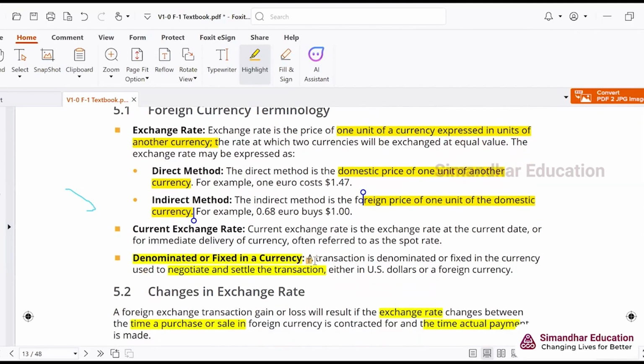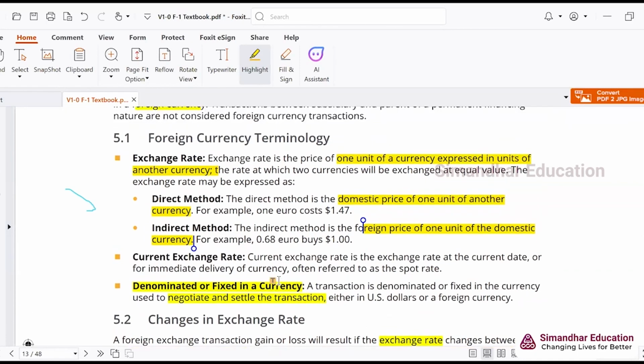Denominated: if there is any transaction which is denominated in a foreign currency, what it means is basically a transaction is denominated or fixed in the currency used to negotiate and settle the transaction. So denominated in a foreign currency means the transaction is either settled in foreign currency or negotiated in foreign currency. That is when we say it is a foreign currency transaction, or it is denominated in a given currency.